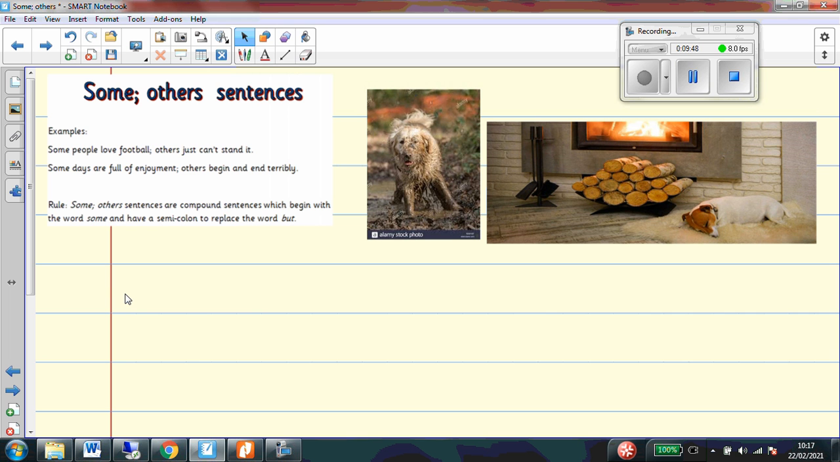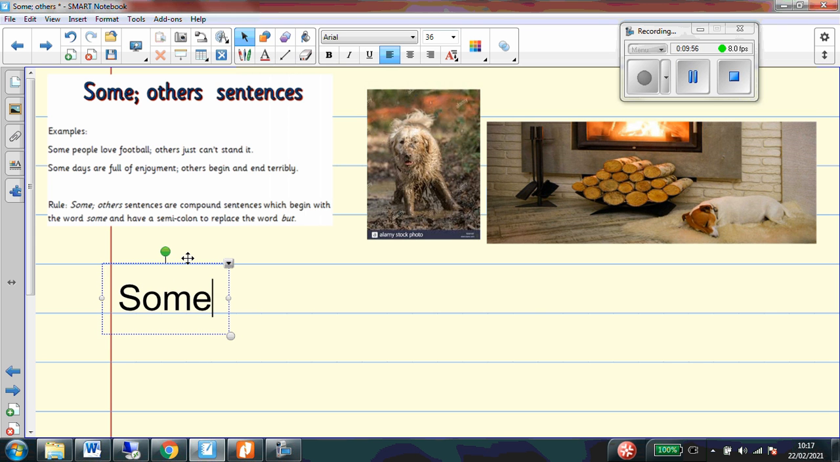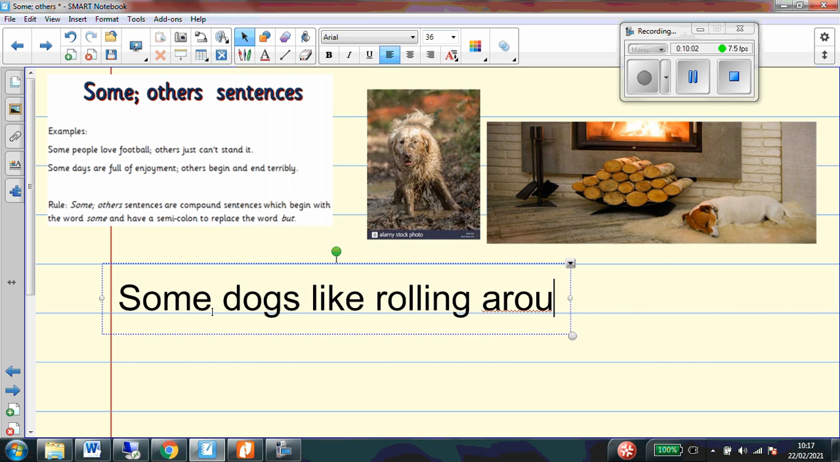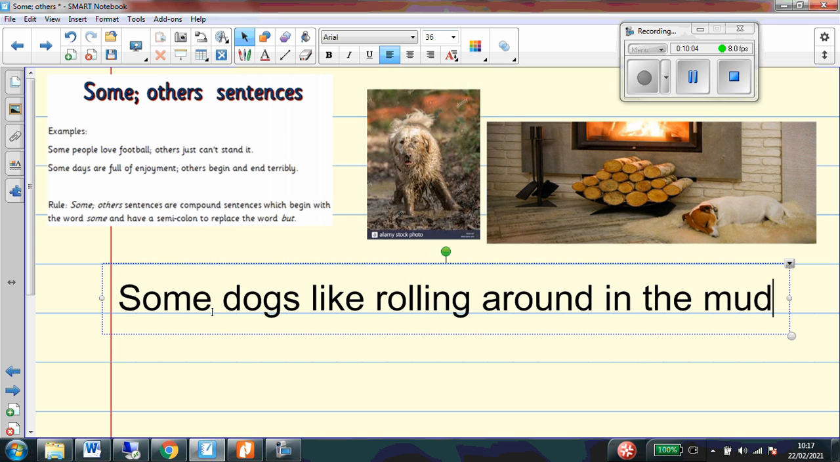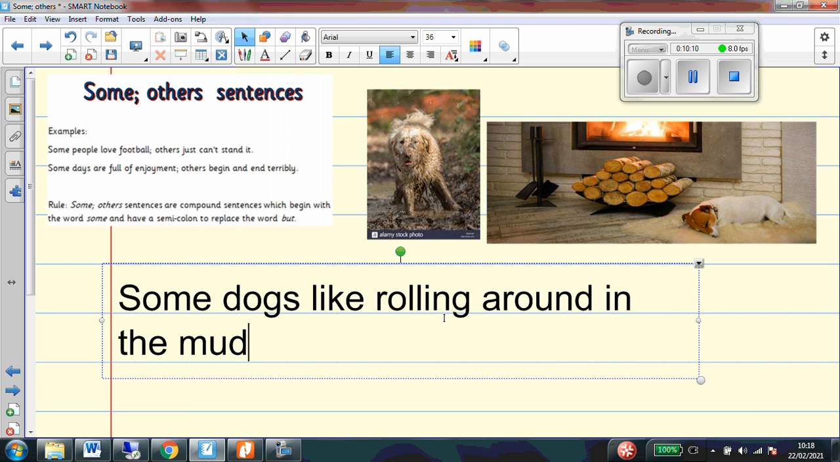Okay, so of course my sentence is going to begin with the word some. What could I say about these dogs? Some dogs like rolling around in the mud. I would say that's definitely my dog. My dog loves rolling around in the mud. Doesn't like getting his paws cleaned afterwards though. Some dogs like rolling around in the mud.